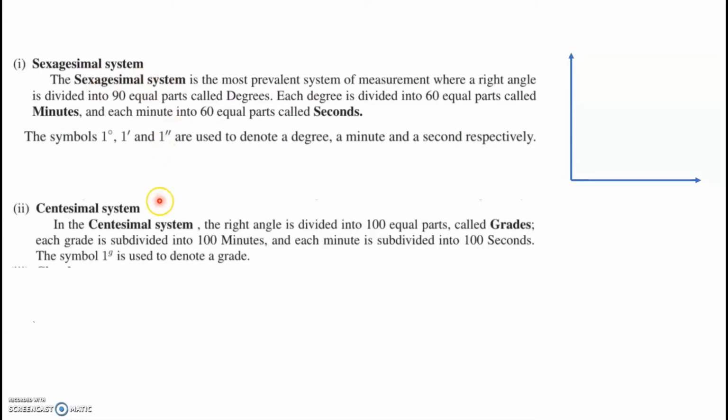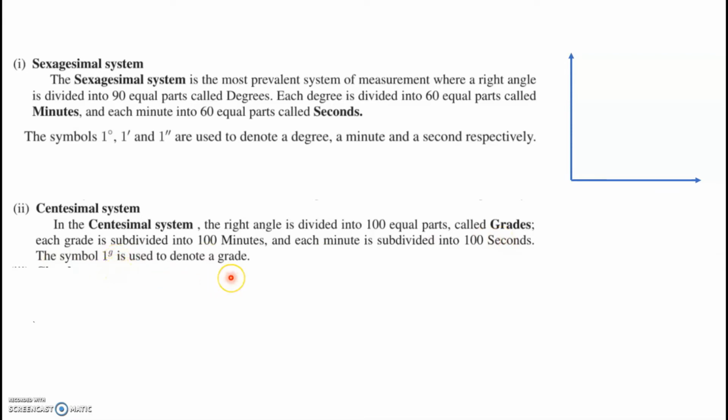However, you have other systems, such as the centesimal system. In this system, this right angle is divided into 100 equal parts called grades. Each of these grades is divided into 100 minutes, and each minute is further subdivided into 100 seconds. The symbol for the centesimal system, or the grade, is 1G, like this.